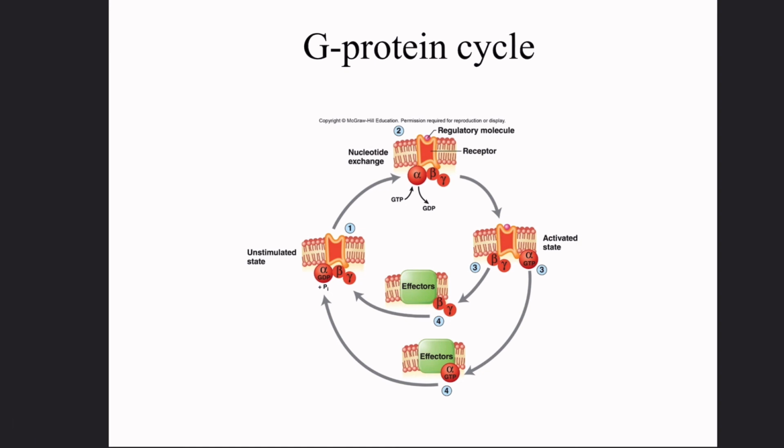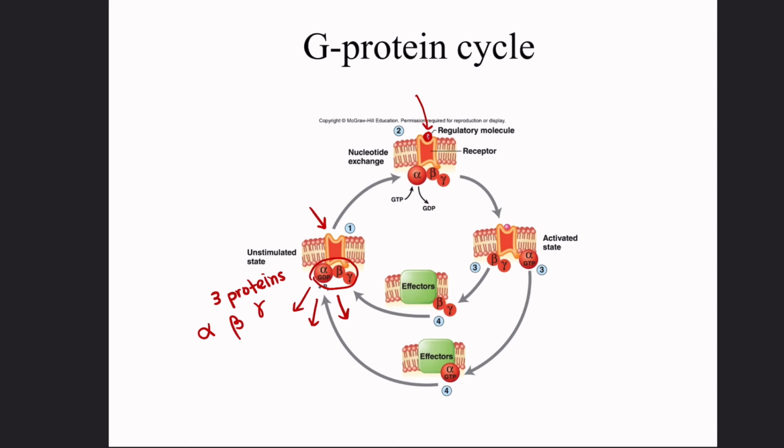G protein signaling is a different type of signaling where three proteins are attached to a receptor, and these three proteins can actually dissociate. They can come off, and we'll talk about what they do. They are called alpha, beta, and gamma. Alpha, beta, gamma.